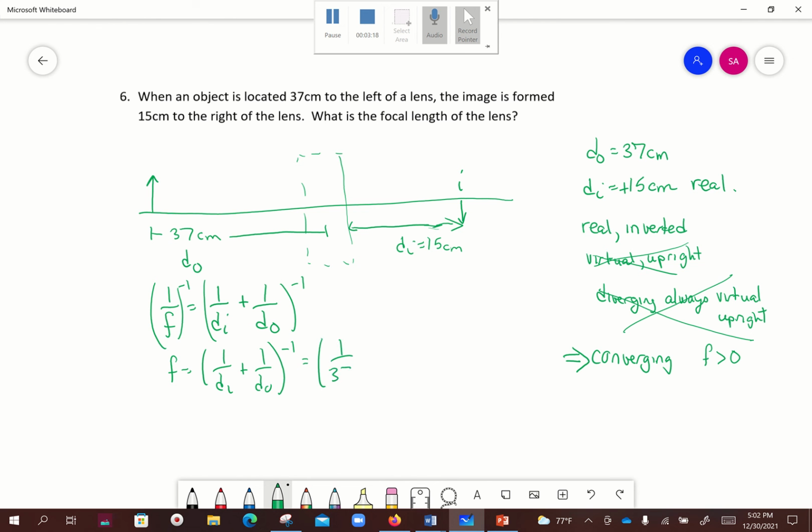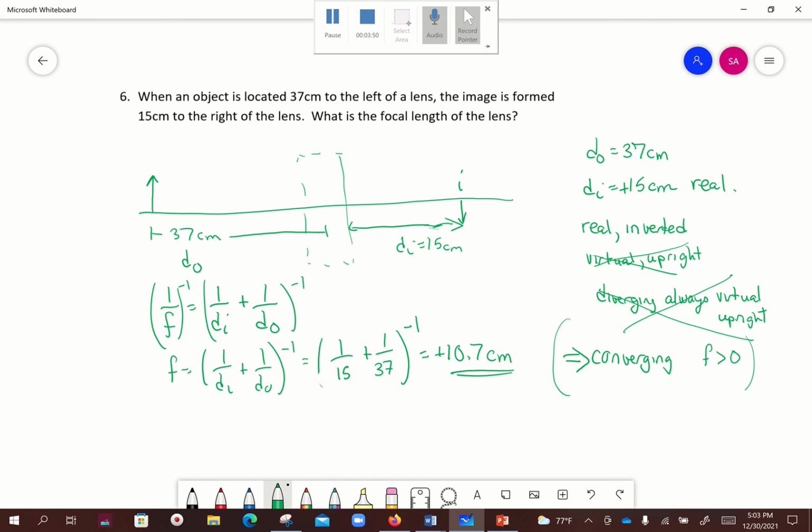1 over 15 plus 1 over 37. We know it doesn't matter which order I put them in. I could have put 1 over do plus 1 over di, right? A plus b is the same as b plus a. So if I do that, I get plus 10.7 centimeters. And even if I hadn't done the logic to find that my focal length was positive, if I just plug my numbers in, I get a positive focal length, and that tells me that it is converging.